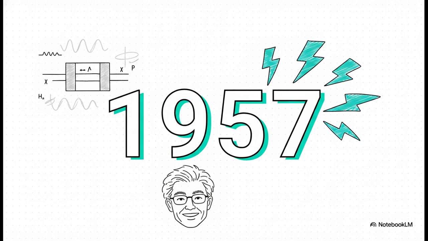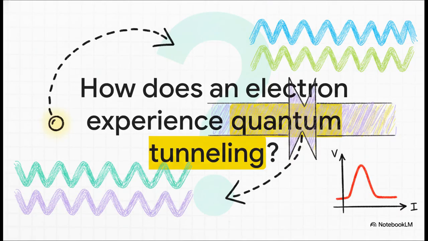So who exactly do we have to thank for this massive breakthrough in physics? We actually have to travel back to the year 1957. Dr. Leo Esaki is the brilliant mind who invented this remarkable device. And because of his pioneering work, you'll often hear the tunnel diode referred to in the engineering world as the Esaki Diode.